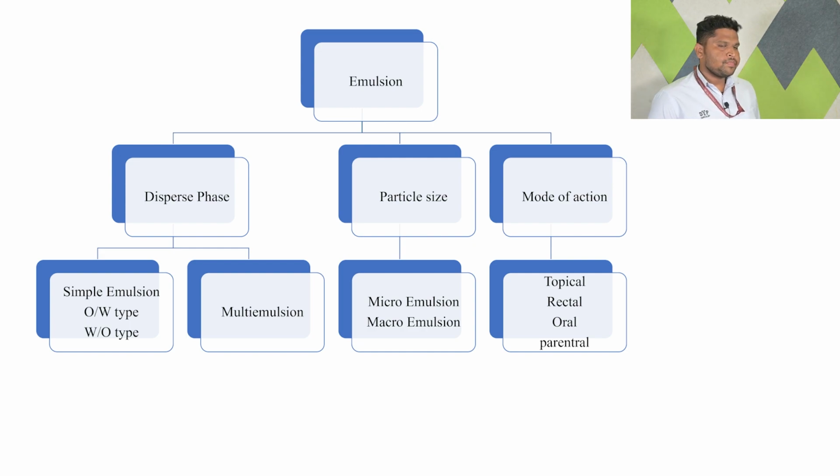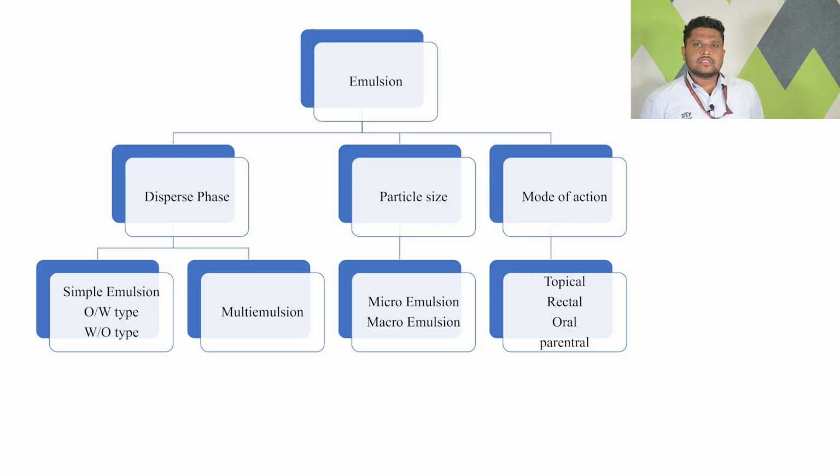In the simple emulsion, there is only the oil in water type and the water in oil type of emulsion. You can see clearly the O/W type or W/O type, that is, oil in water and water in oil type of emulsion. The second classification is multiple emulsion. Multiple emulsion is different from oil in water and water in oil, because multiple emulsions contain three phases, like oil in water in oil or water in oil in water. We will discuss this in the next part.